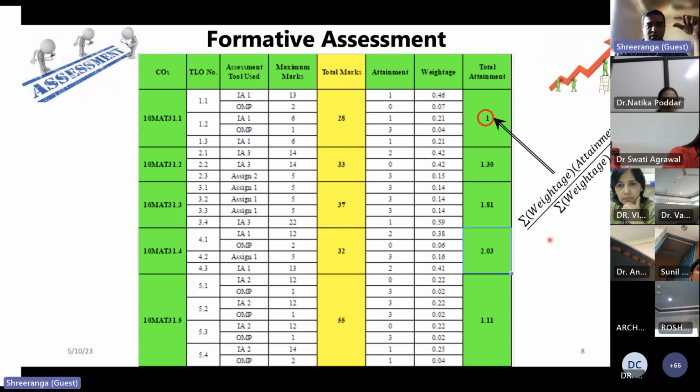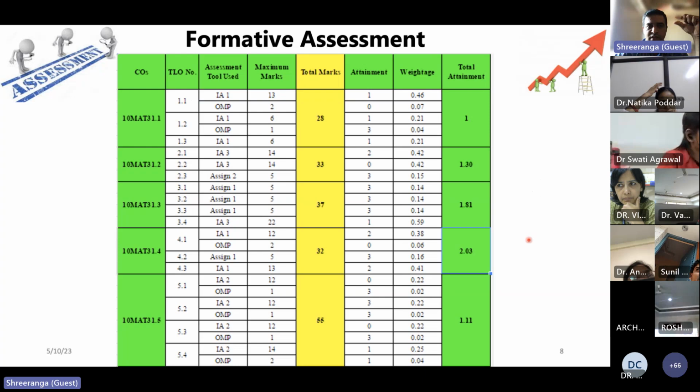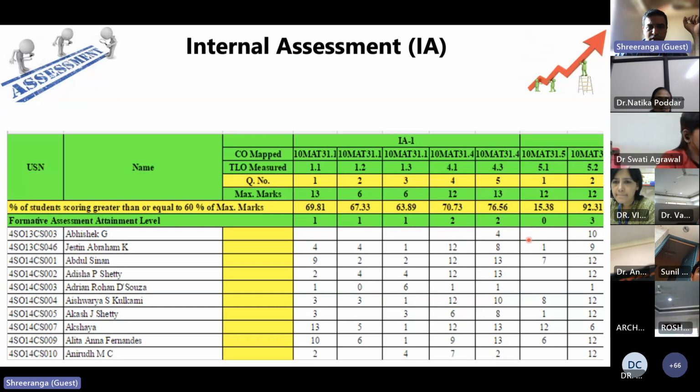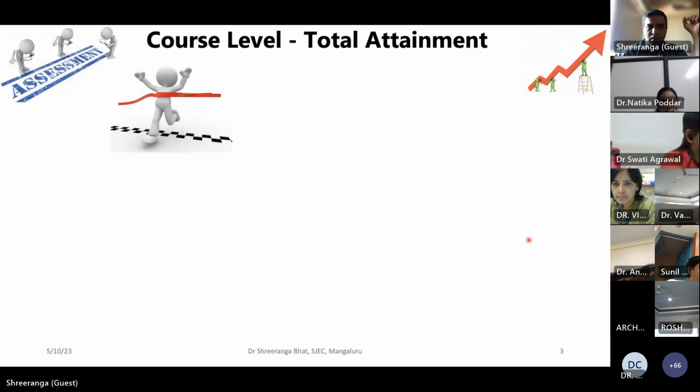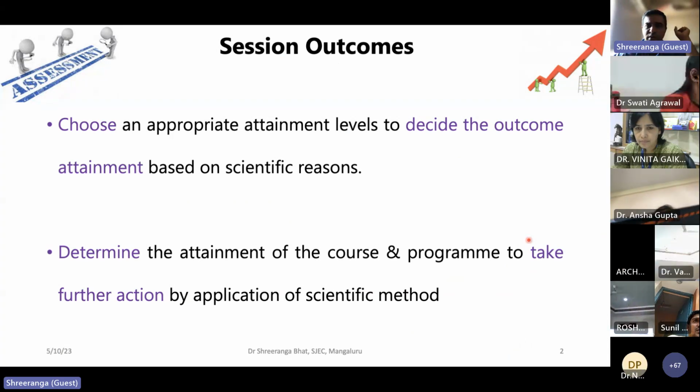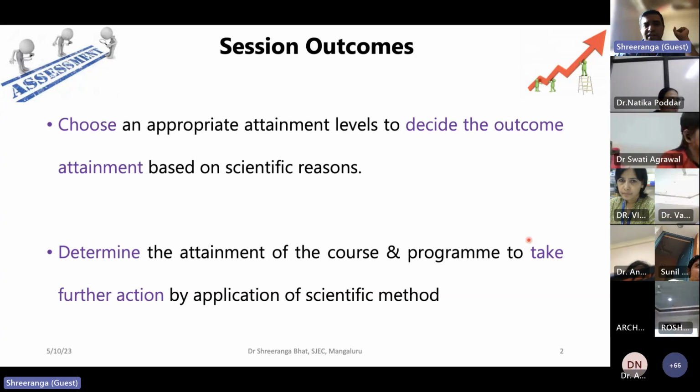CO is a single statement, correct, madam? Say for example, let me go back to my COs over here. Let us say this is my CO: choose appropriate attainment levels to decide the outcome of attainment based on scientific reason. This CO can be split into two different aspects, which is going to become the essence of it, and I'm going to say this is topic learning outcome 1, topic learning outcome 2. Let us say if this is the aim in our research question, then there are two research questions or objectives I'm going to put. I'm just going to split.